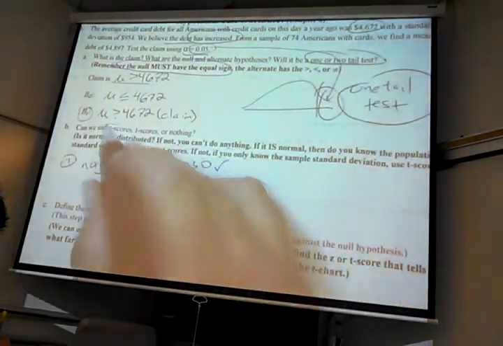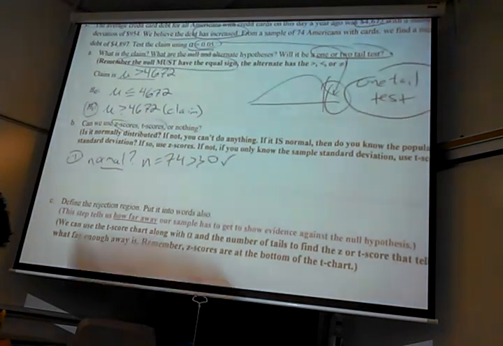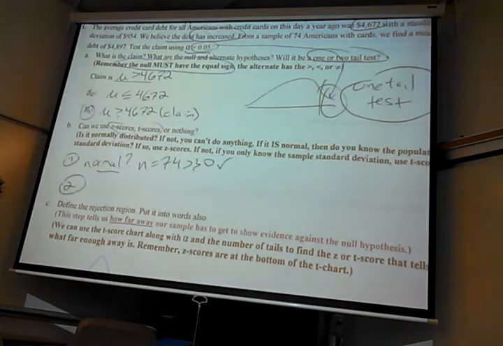So I can use one of these. It's not going to be nothing. I can actually do something. So how do I tell which one I'm going to use? What do I look at? How do I tell if I'm going to use z or t? What do I look at? Standard deviation. Which standard deviation do I have?